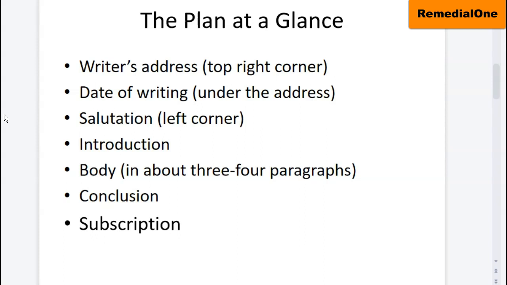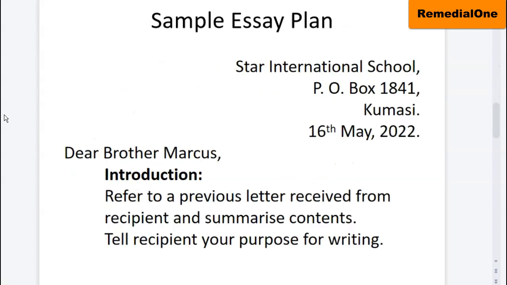After the introductory paragraph, we have the body, usually in about 3 to 4 paragraphs, as the case may be, and depending on the nature of what we're doing. But here, at least 3, 4 paragraphs would be fine. And then we come to the conclusion, our final paragraph, followed by the subscription. So this is what we have to keep in mind as we plan our essay.